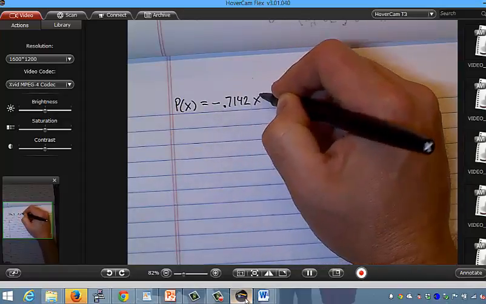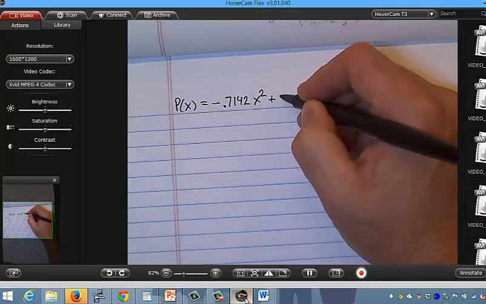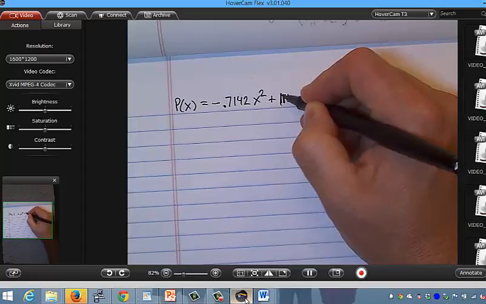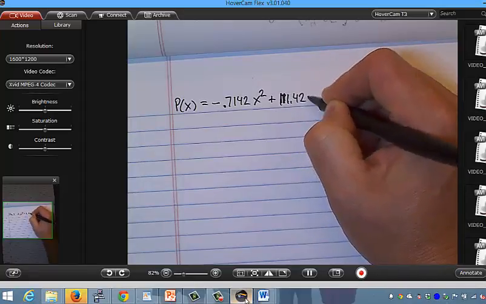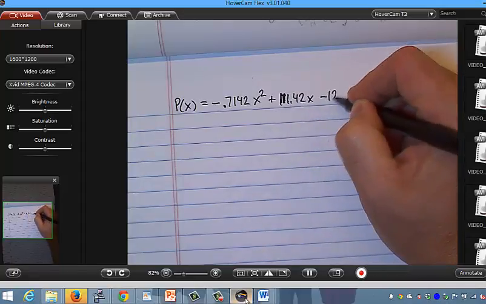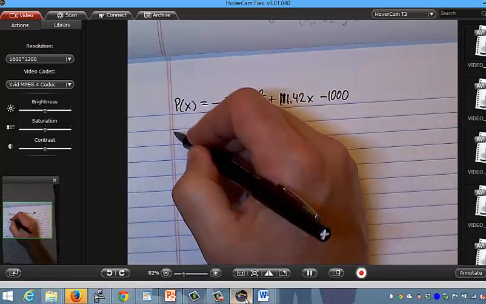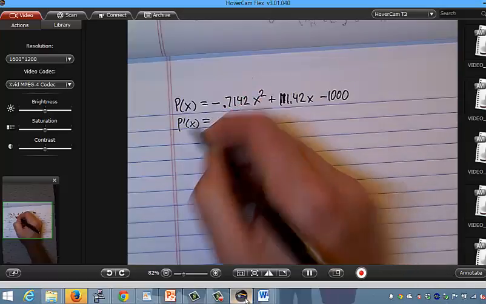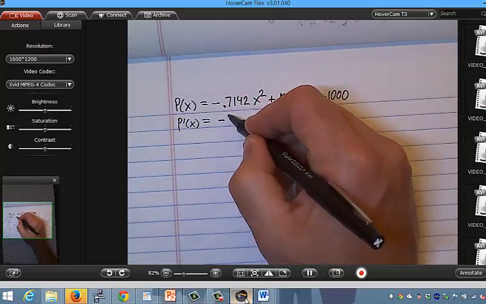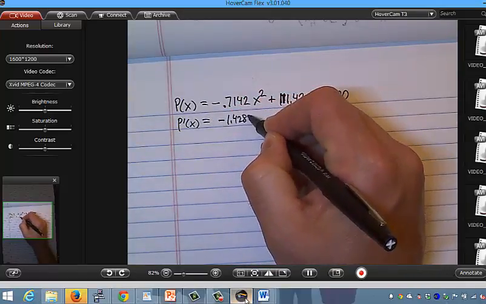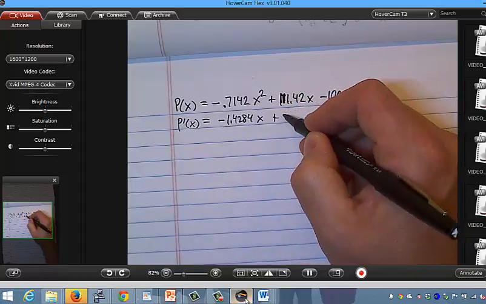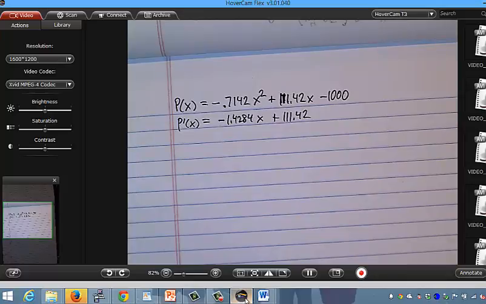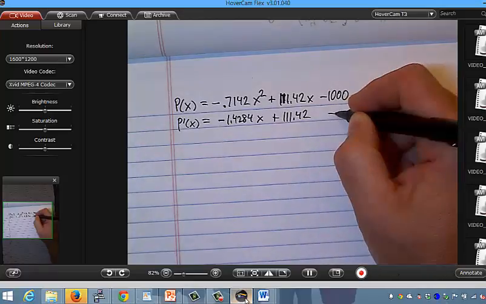-0.7142x squared plus 111.42x minus 1,000. So it was something like that. And what we computed during the lesson was p prime of x, and so we got -1.4284x plus 111.42. This is called the first derivative.